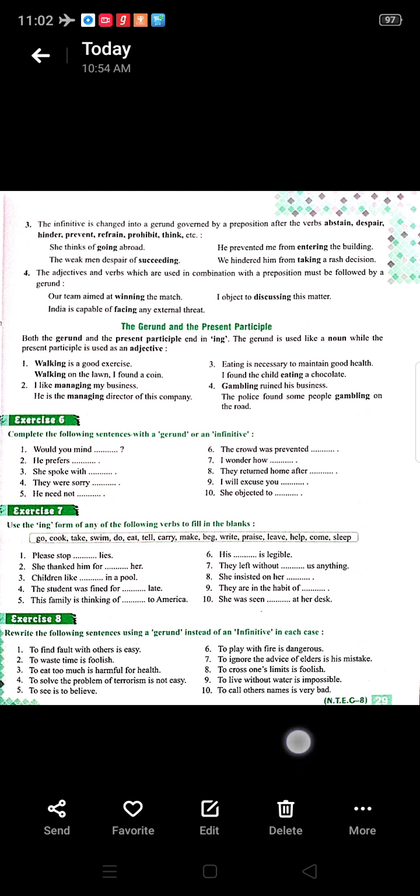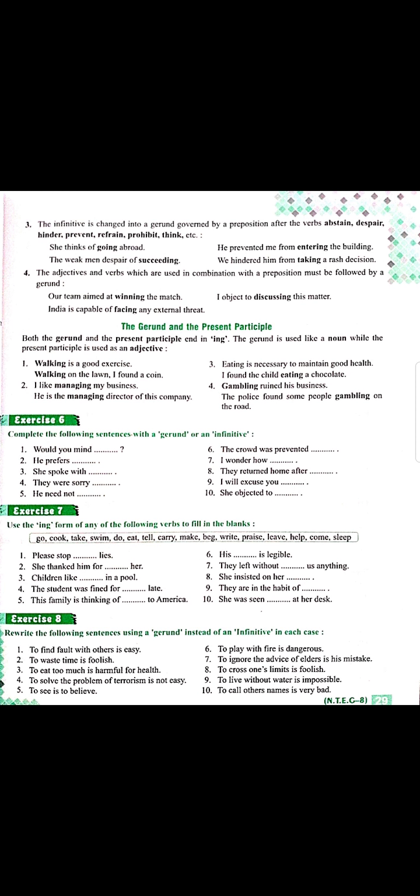Walking on the lawn, I found a coin. See, in both sentences walking is written. How could you identify? In the first sentence, walking is a noun, because it is being told for the exercise. Walking, टहलना, is a good exercise.